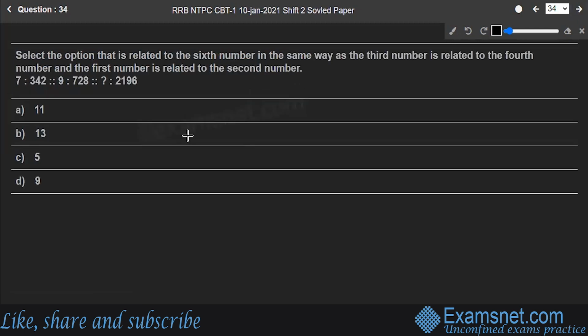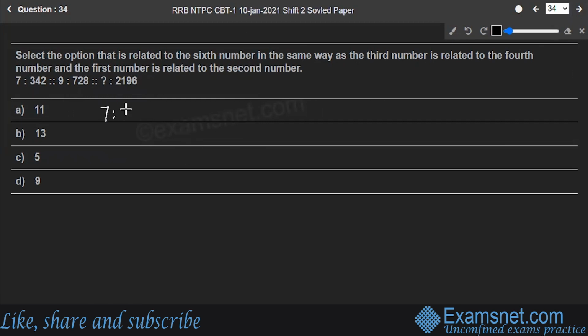Next is question number 34, mathematics question. Select the option that is related to the sixth number in the same way. Third is related to the fourth number and first number is related to the second number. So there exists some relationship between these two numbers. Same relationship exists between these two numbers as well. Using that, you have to find out what will come at the place of the question mark in the third pair. So you have to find the correct logic or the pattern. Okay, let's go with this.